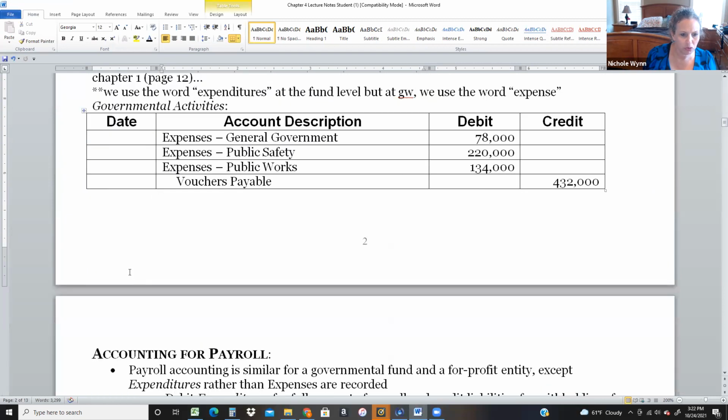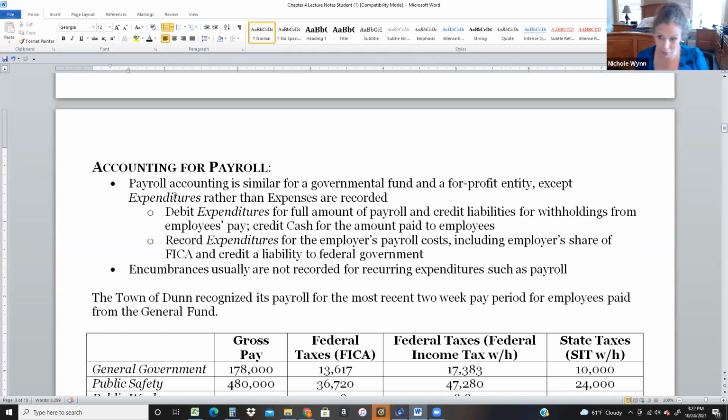So now we're going to look at payroll specifically. So accounting for payroll, it says payroll accounting is similar for governmental and nonprofit entities, except that we're going to use expenditures instead of expenses. And then you're going to debit expenditures for the full amount of employee pay, and then credit cash for the amount to pay to the employees.